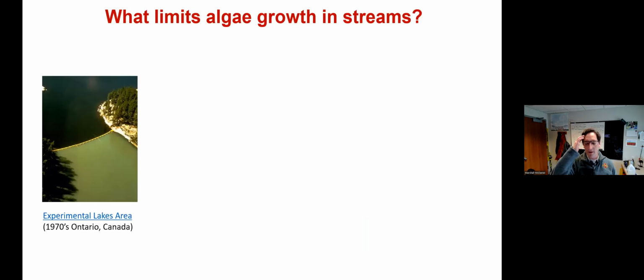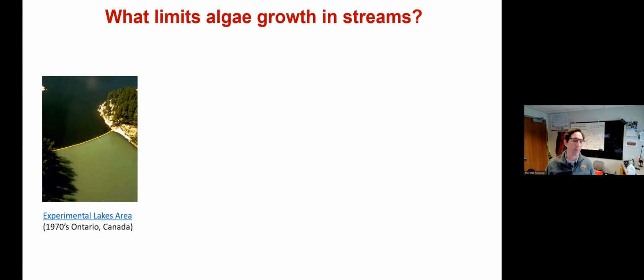Okay, so one of the background things I want to bring up is that there's a long history of research on algae growth, which is kind of the first stage of eutrophication, right? Algae grows, then that algae dies, gets consumed by heterotrophic organisms that use oxygen, and then that becomes the problem, right? Not the algae growth itself, but when that algae biomass starts to decompose.